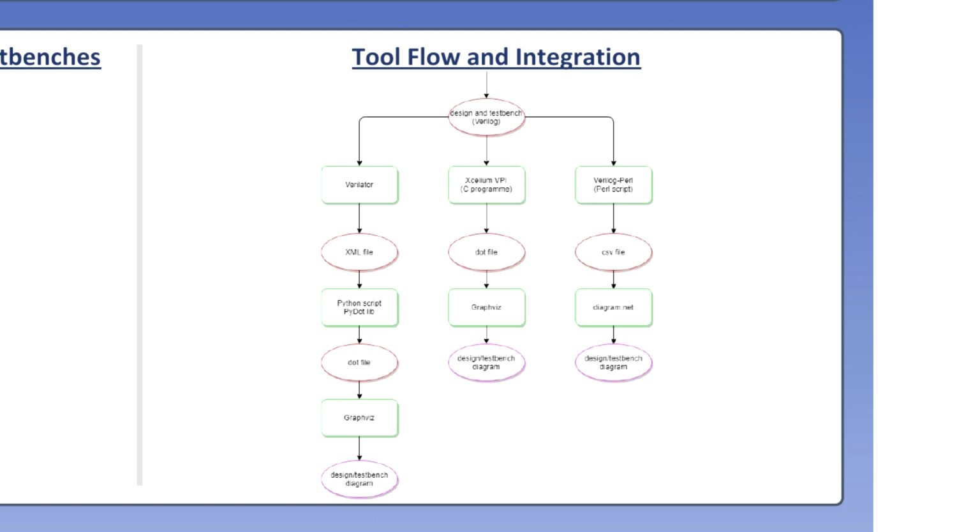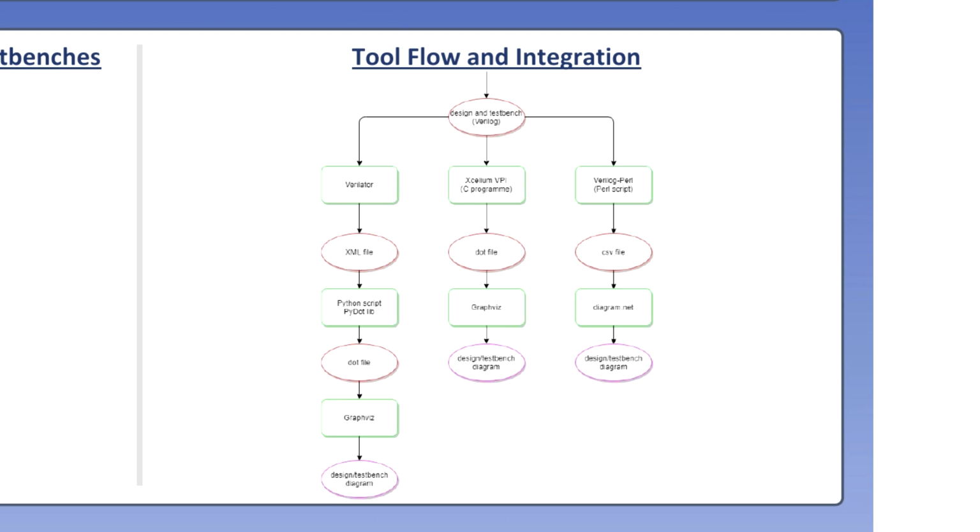The Verilog Perl tool is an open source building point for Verilog support in the Perl language. It was used to create a script to output a CSV file produced from the design and test bench. However, as with Verilator, this script exists as a separate flow to the normal design test flow, and Verilator seems to be a more effective tool for this use.